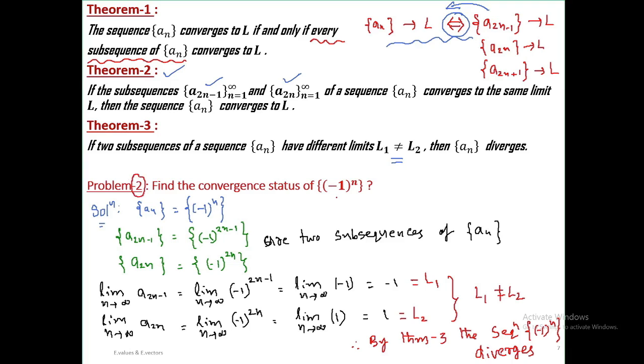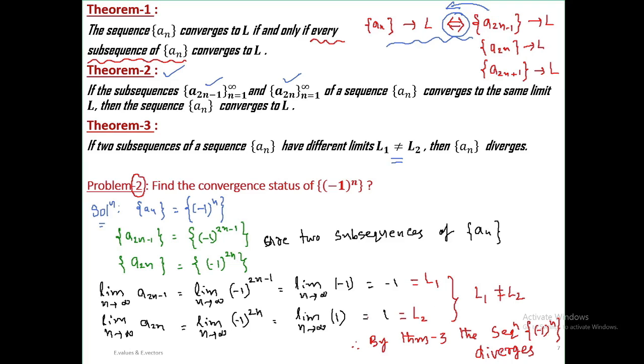But there I got two limits. If n is even, I got plus 1. If n is odd, I got minus 1. So two limits are existing. Therefore, diverges I have written there. Check once. So same problem. This is by second method, by subsequence method. You construct any two subsequences, and after that, at what number the two subsequences are converging, you find out. If the two limits are same, then the original sequence converges. If the two limits are different, then the original sequence diverges.